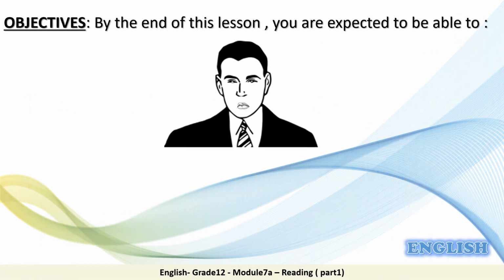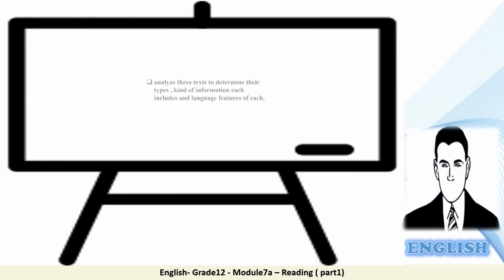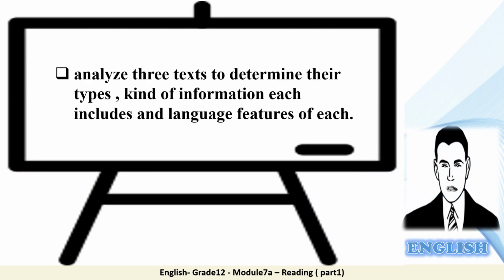Dear students, we have one objective today, which I hope you will have achieved by the end of our class today. Here it is. Analyze 3 texts to determine their types, kind of information each includes and language features of each.